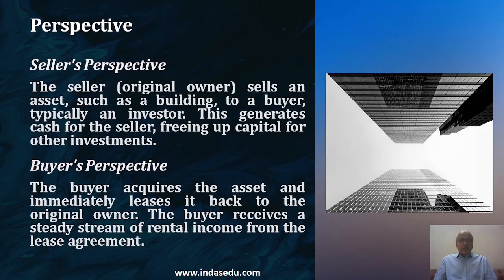Perspective. Now we have to see what are the perspectives. So we have to see first of all from the seller's perspective, then we will see from the buyer's perspective. The seller, the original owner, sells an asset such as a building to a buyer, typically an investor. One entity is selling another entity one asset. So the buyer is the investor and seller is the investee. So this generates cash for the seller, freeing up capital for other investments.